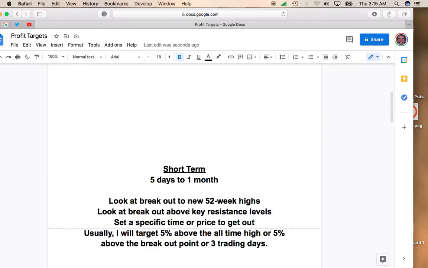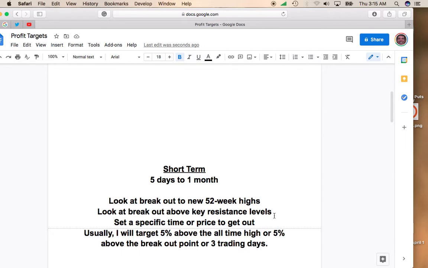Now, usually, if I look at a stock that I'm going to buy when it breaks out to a 52-week high, I'm going to target a 5% exit, with 5% profit when it hits an all-time high or 52-week high, or 3 trading days, because usually I notice that the buying dies out after 3 trading days. So that's what I look at for a 52-week high.